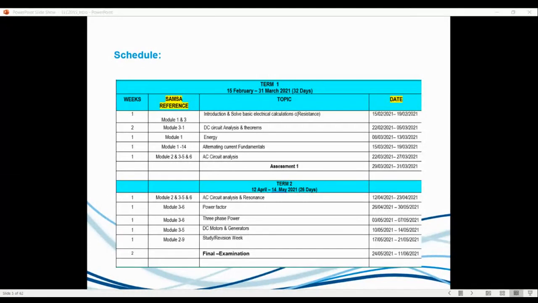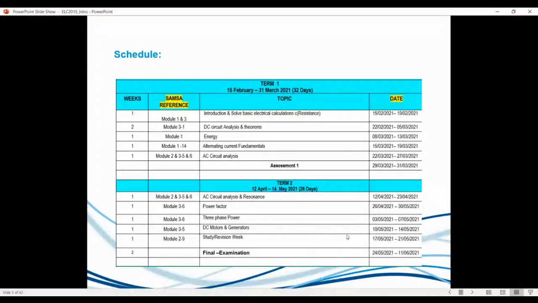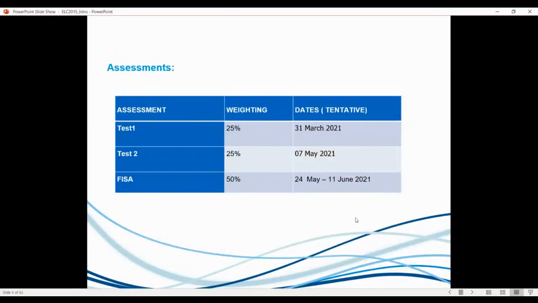Next are the messages over here, and then after this we've got our assessments. Again, I'm going to keep it to tests. Because we're not that many, 2 tests will suffice for us.